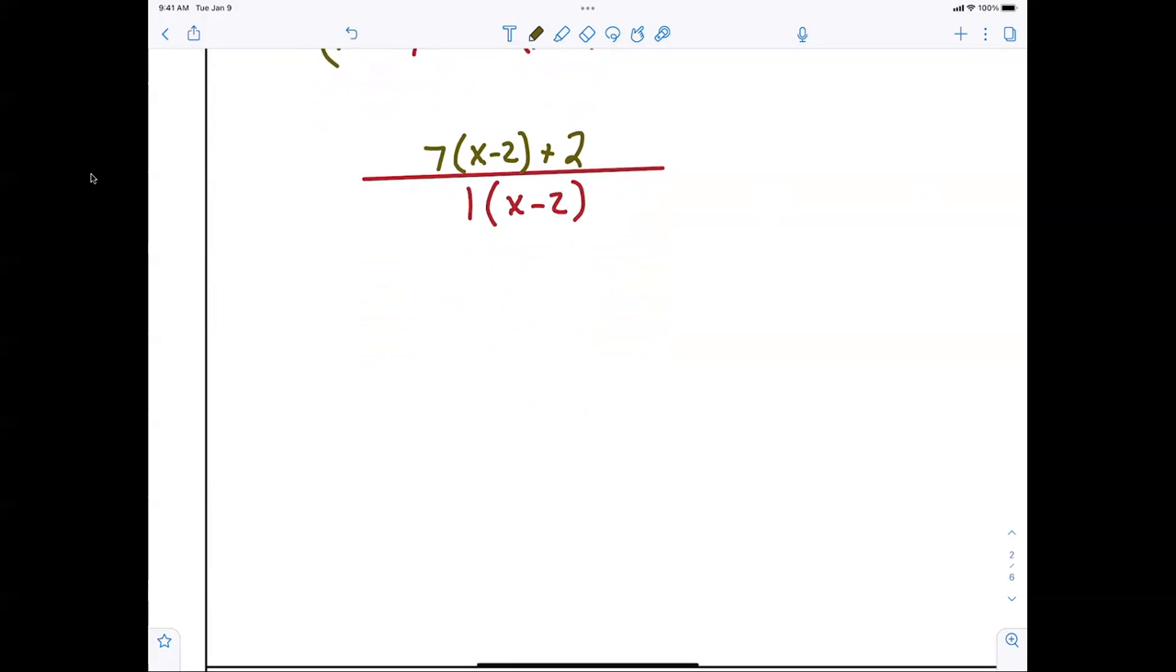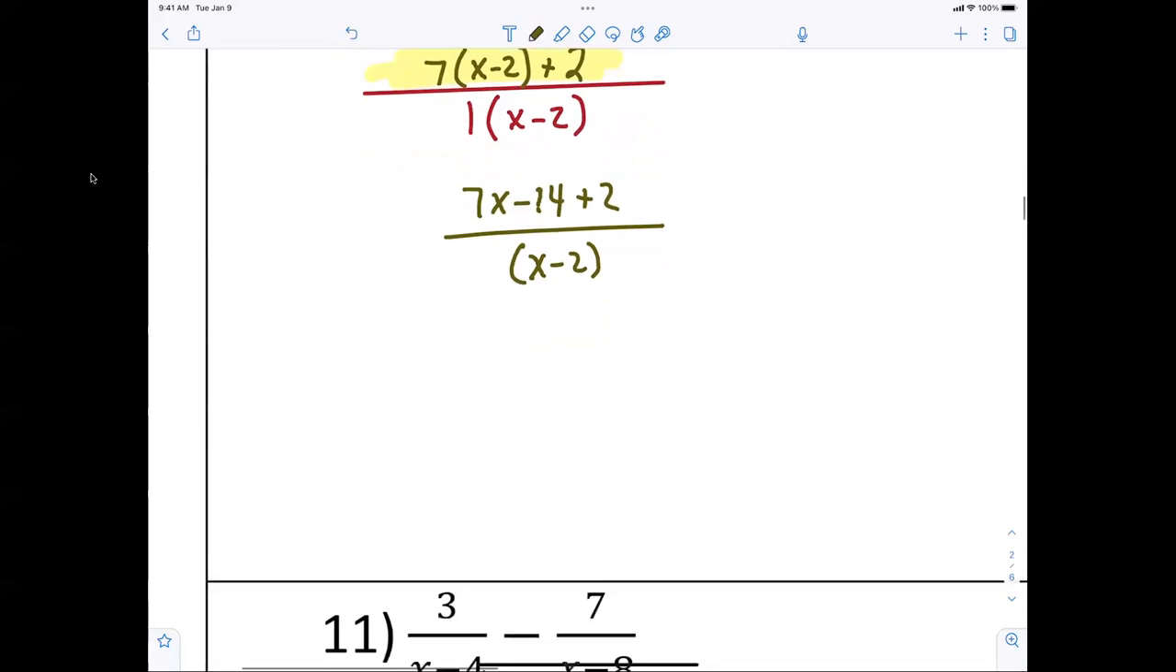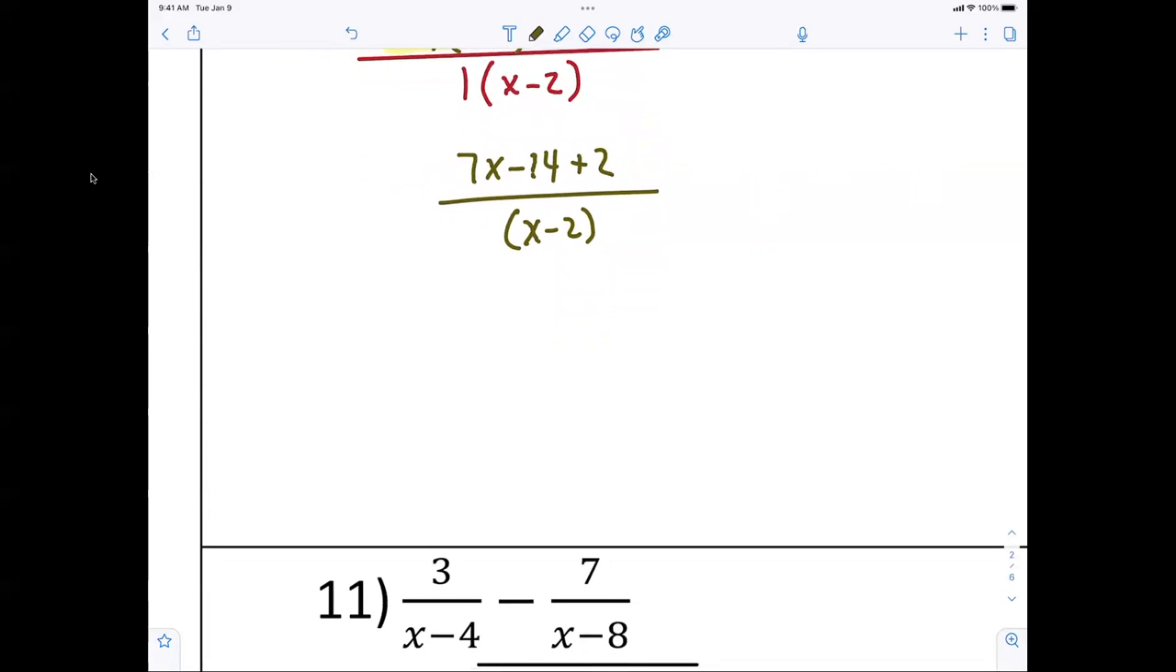So we have to simplify the numerator now. She said distribute the 7. 7x minus 14 plus 2 over x minus 2. Now you're allowed to skip steps in here. Like, I already knew to distribute the 7. That's what I want you to do. I'm just writing out all the work to make sure you're good. Now you combine terms. So I end up with what? 7x minus 12 over x minus 2.